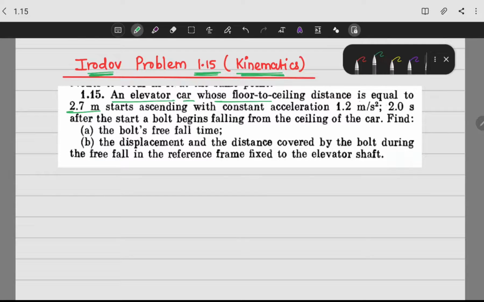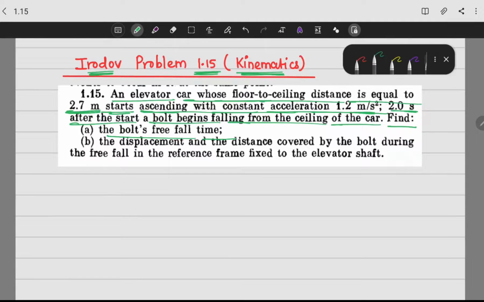An elevator car whose floor to ceiling distance is equal to 2.7 meter starts ascending with a constant acceleration of 1.2 meter per second square. Basically, it is starting and going in the upward direction with the acceleration of 1.2 meter per second square. And then 2 seconds after the start, a bolt begins falling from the ceiling of the car and we are asked to find the bolt's free fall time.